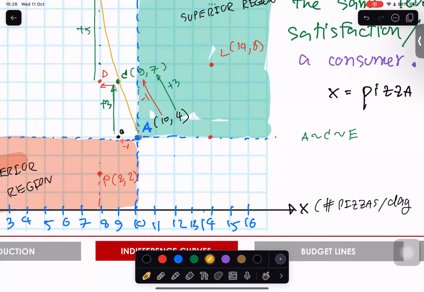Here I start with point A. You can also imagine that if I start with somewhere here, IC would look like this. Yeah, downward sloping shape. Yeah, like this. In different curves.